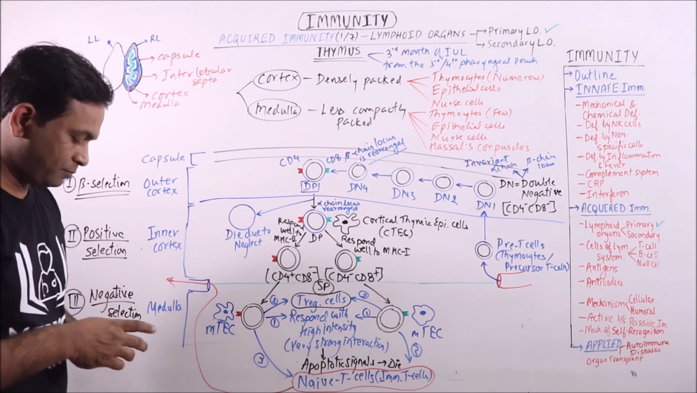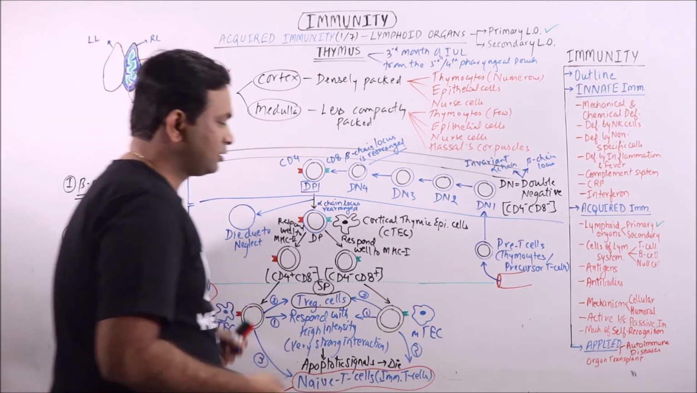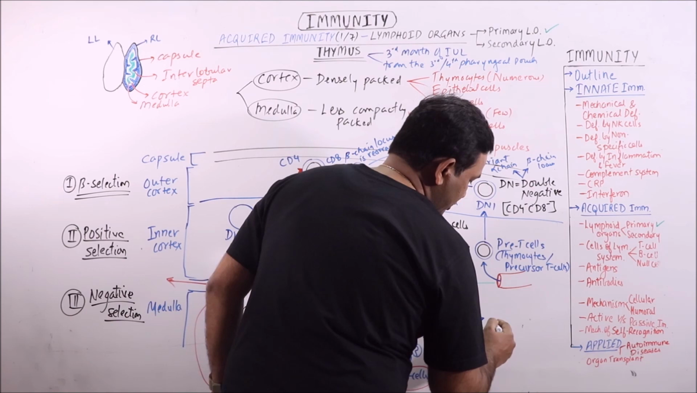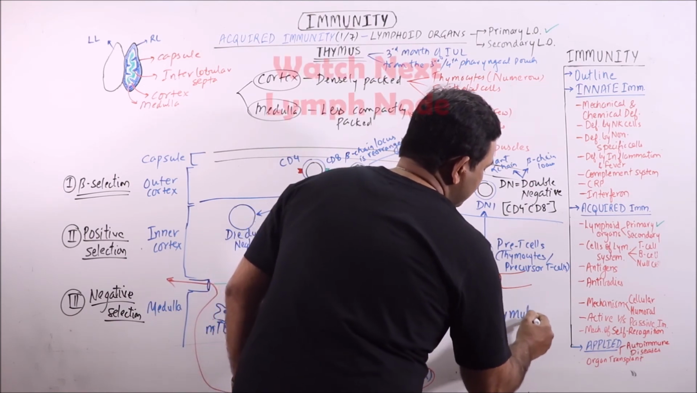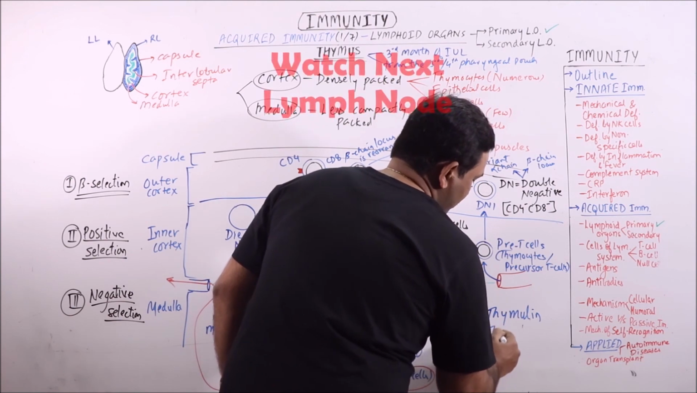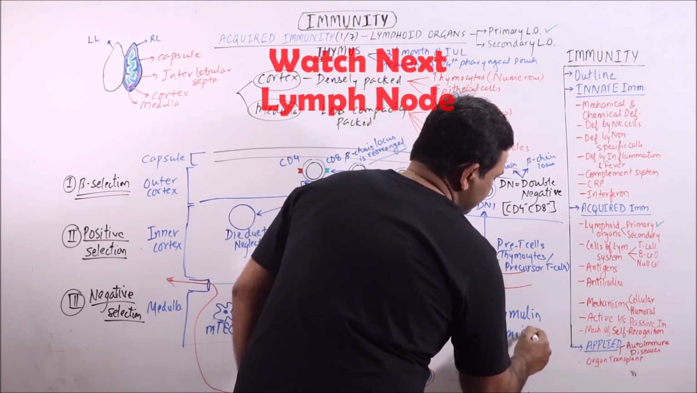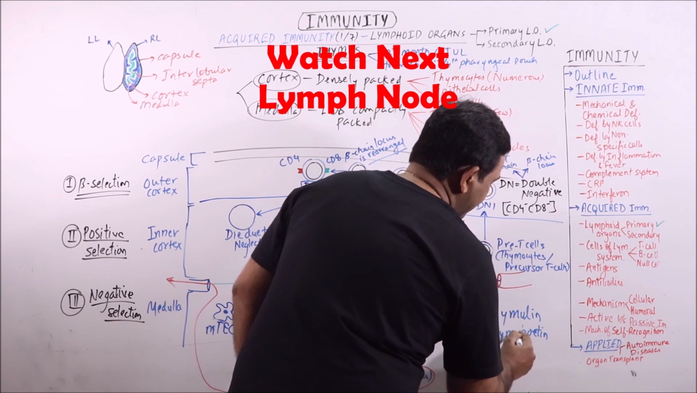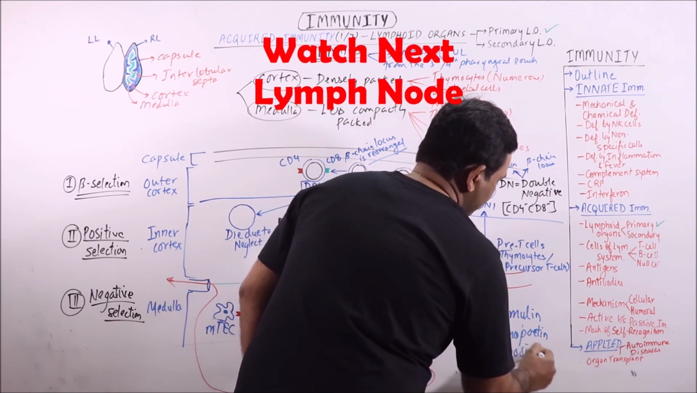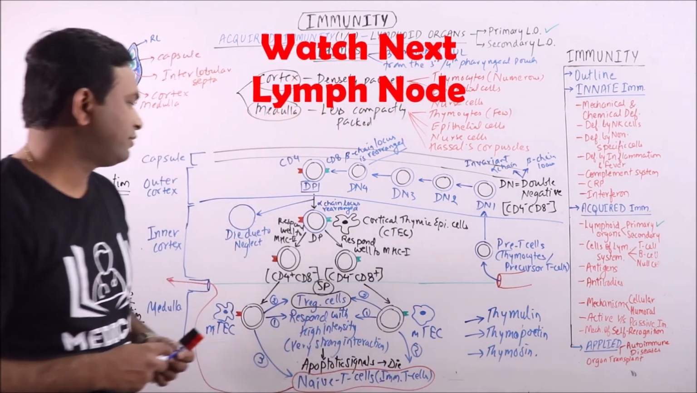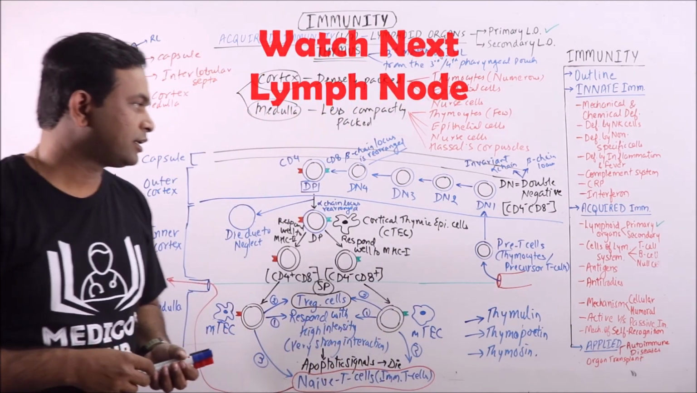Various hormones play an important role in this maturation or developmental process, like thymulin, thymopoietin and thymosin. So this is about the development of T cells in the thymus.